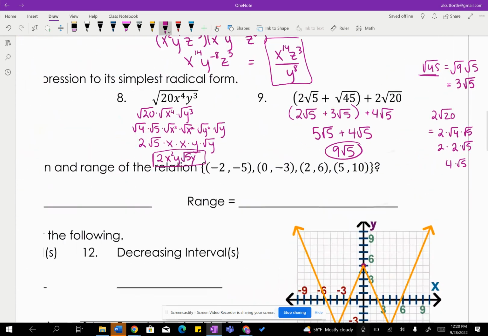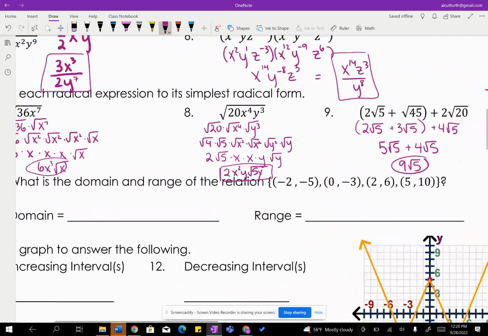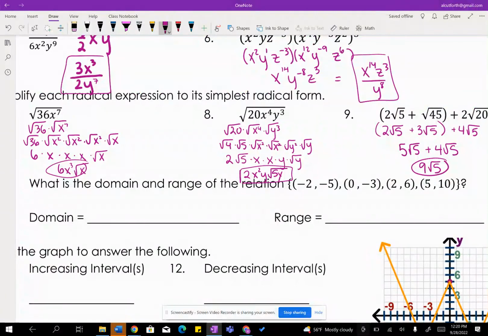Okay, the next one, domain and range. This is nice and easy. The domain is always the x values or the y values? The x. So here we just list all the x values. So the x values are -2, 0, 2, and 5. And the y values are -5, -3, 6, and 10.